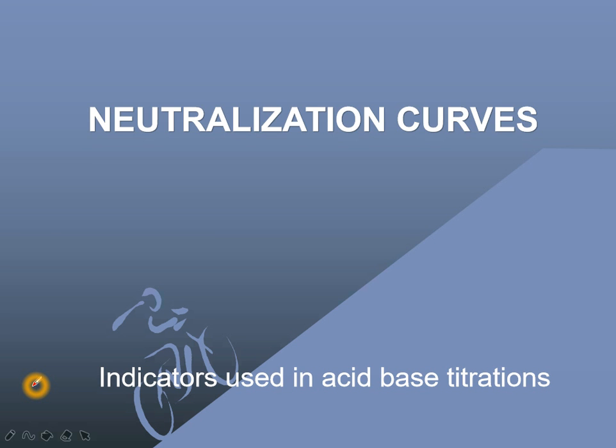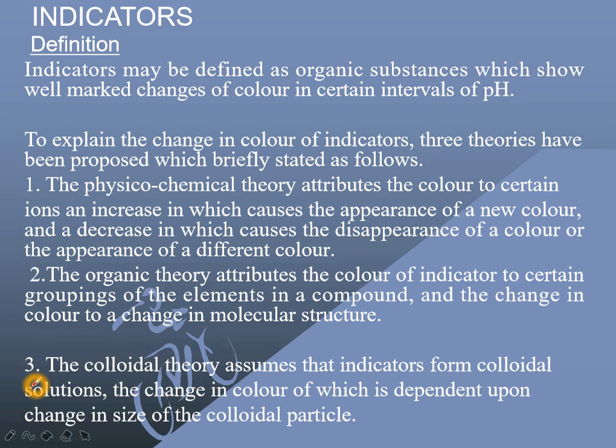Good morning dear students. Today we are discussing the neutralization curves and indicators used in acid-base titration. These neutralization curves, also called titration curves, come under the acid-base chapter. First, we have to know what indicators are. What is the definition of indicators? Indicators may be defined as organic substances which show a well-marked change of color in certain intervals of pH.